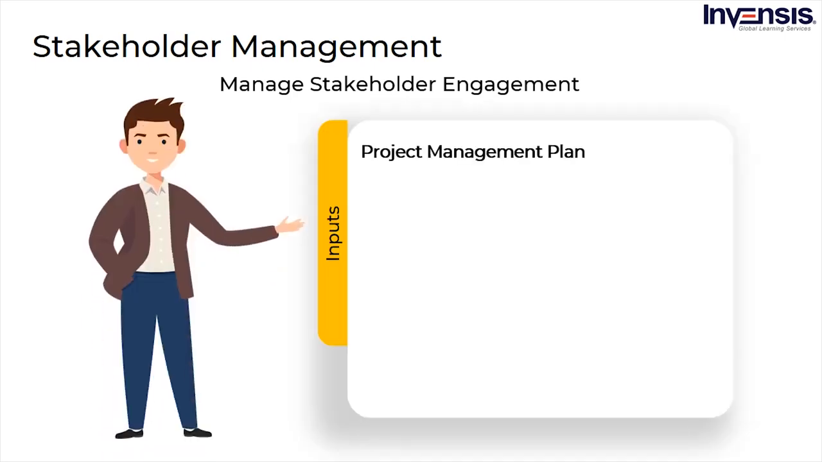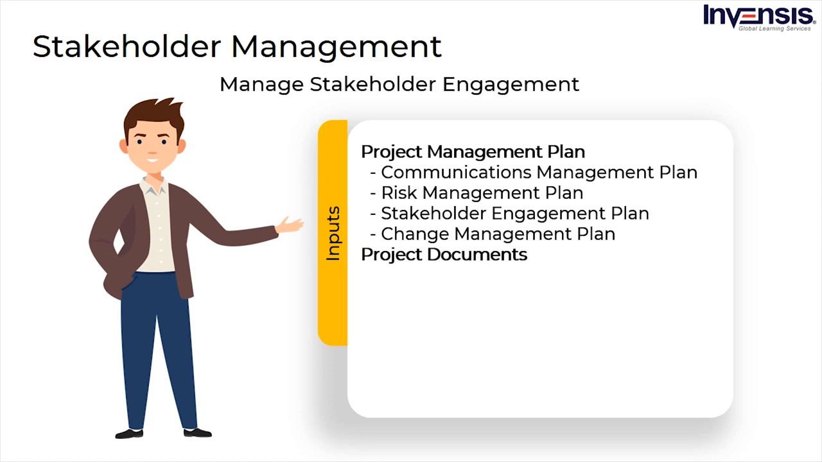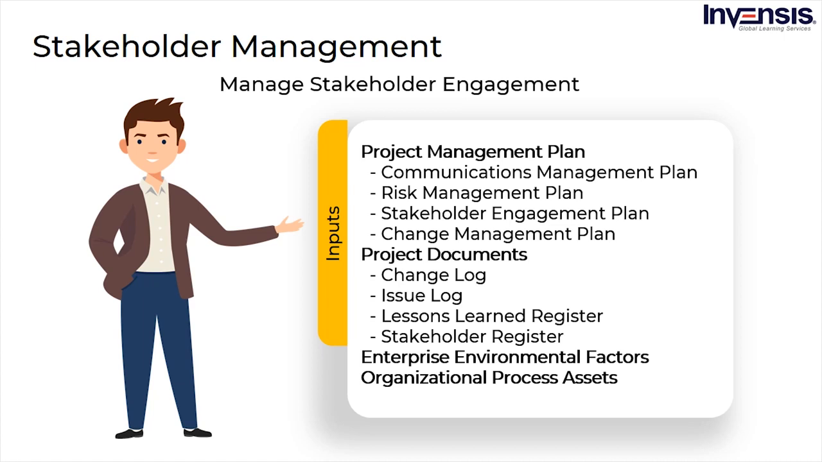The inputs include a project management plan, including a communication management plan, risk management plan, stakeholder engagement plan, and change management plan. Then we have project documents that include a change log, issue log, lessons learned register, and stakeholder register. Next, we have enterprise environmental factors and organizational process assets.